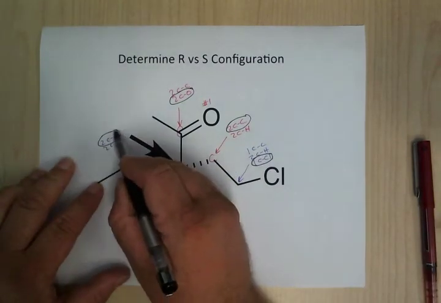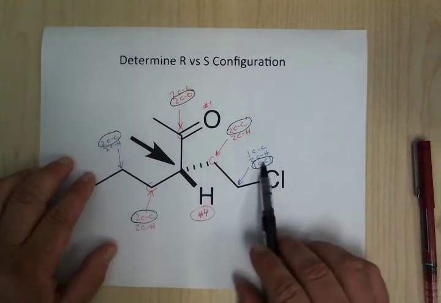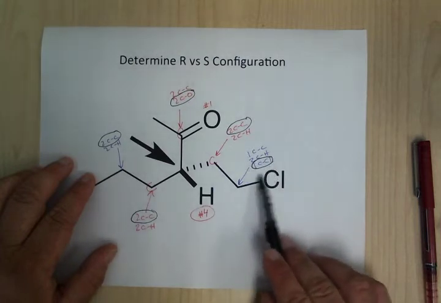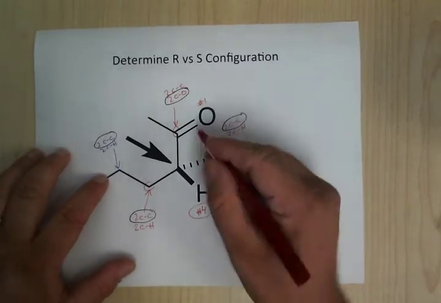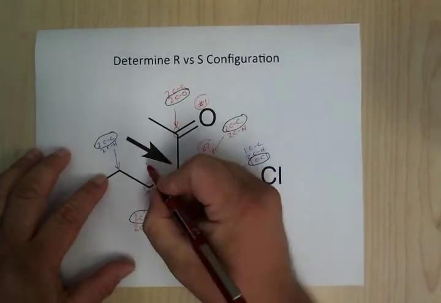Here it's a carbon-carbon bond. So even though there's 2 of these and only 1 of these, that doesn't matter. This is the heaviest bond, so therefore this wins. And so this is a higher priority than that, so this side ends up being 2. This side ends up being 3.